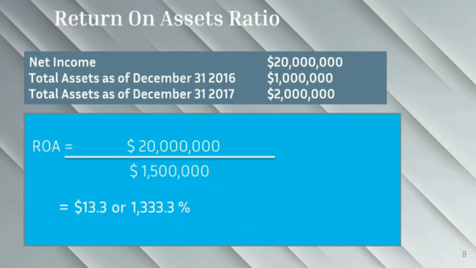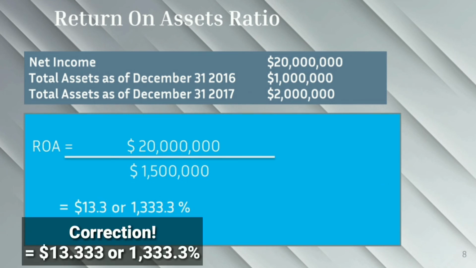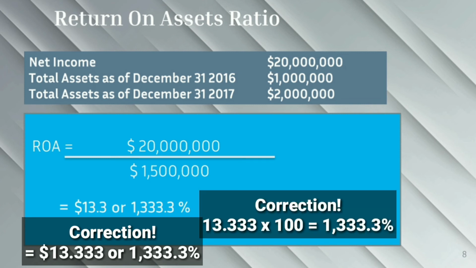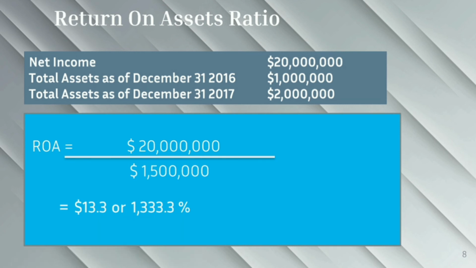$20 million divided by $1,500,000 is equal to 13.3. In order for us to get the percentage, we need to multiply it by 100. So 13.3 times 100 is equal to 1,333.3%. That will be our return on assets ratio.